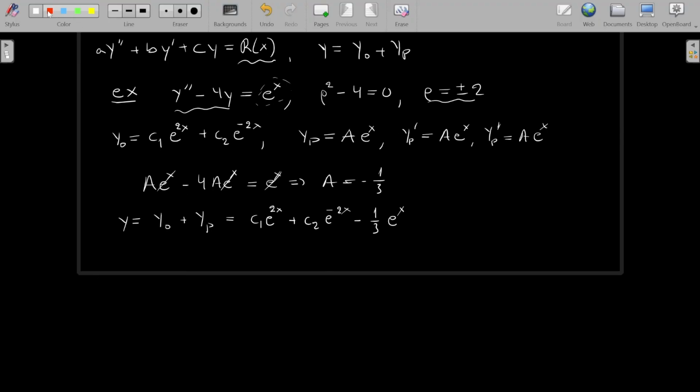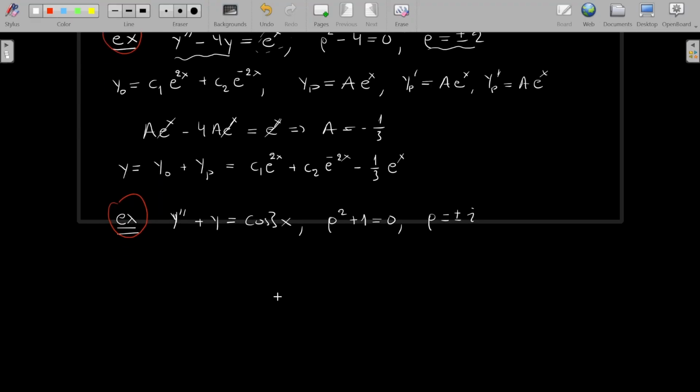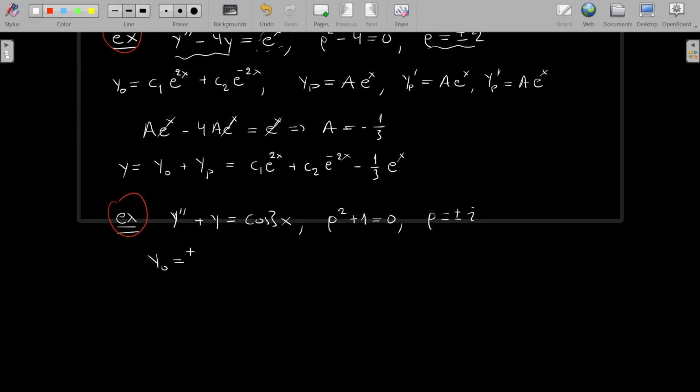Another example. Let's write it with red. Let's say we have y double prime plus y is equal to cosine 3x. The characteristic equation is rho squared plus 1 is equal to 0, or rho is equal to plus minus i. So as before, we know that y naught is just c1 sine x plus c2 cos x.